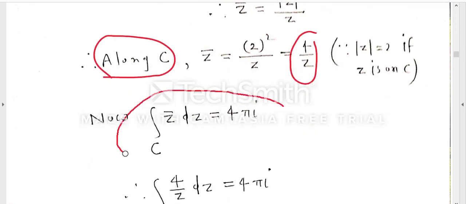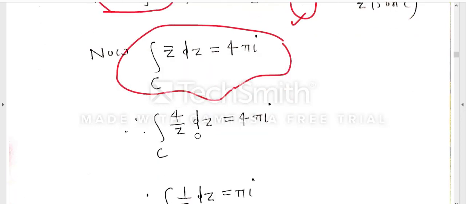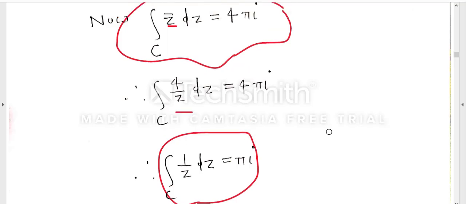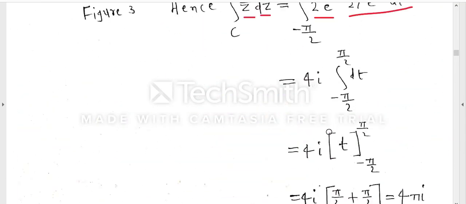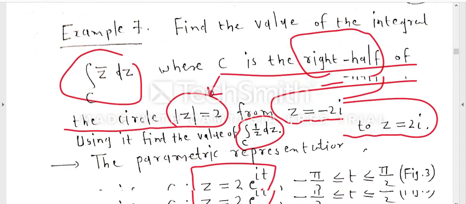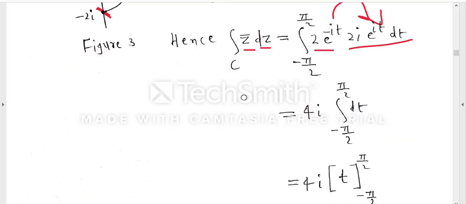Now this we have obtained, the integral is 4 pi i. Along C, z bar can be written as 4 by z. So I put z bar equal to 4 by z here. 4 will cancel out and I will obtain the value of the integral of 1 by z as pi into i. So this is interesting. You know the integral of z bar along this, and you are able to find out the integral of 1 by z along C.